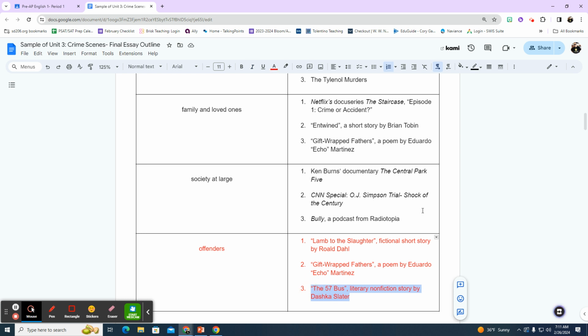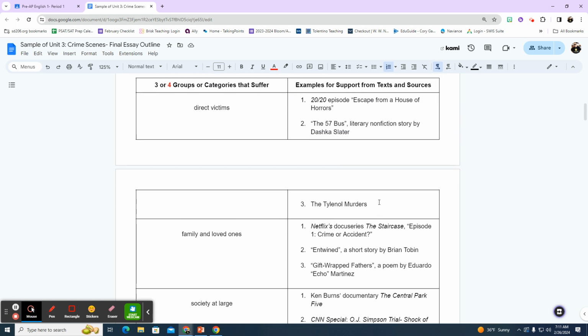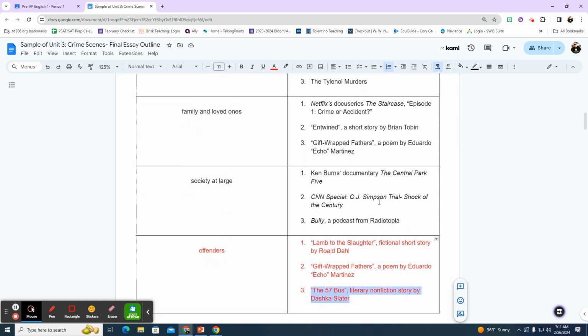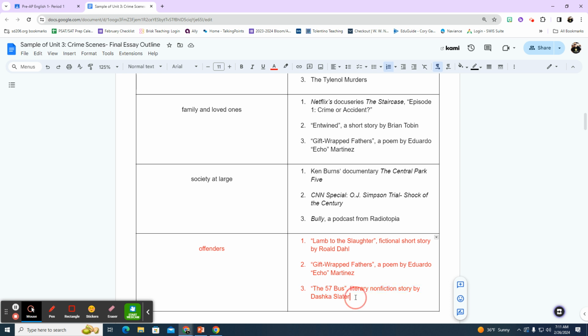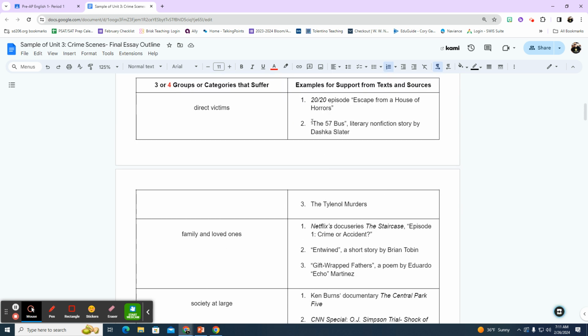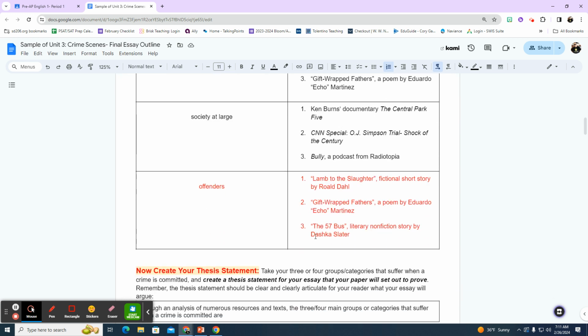So I was able to use a variety of different ones. In fact, I think I used mostly all different ones. The only one that I repeated was The 57 Bus. I talked about how that affected the direct victims, and I'm also talking about how that affected the offender themselves.